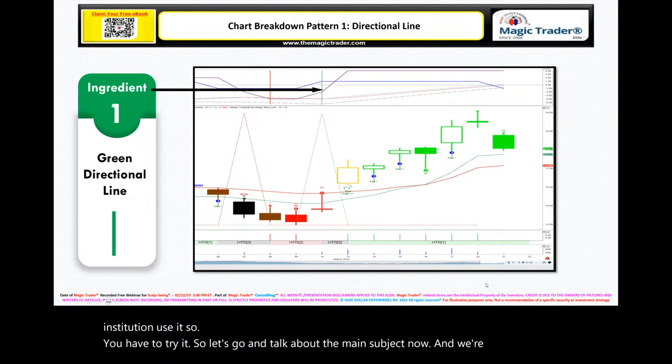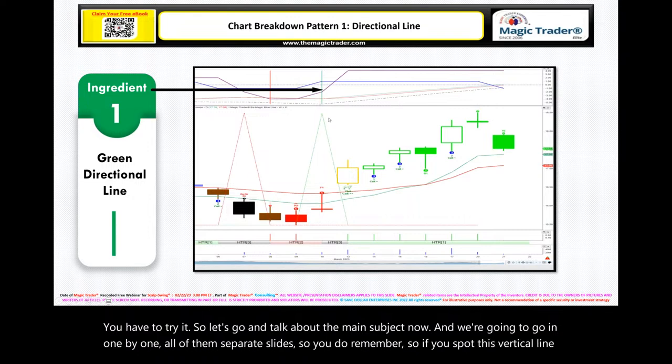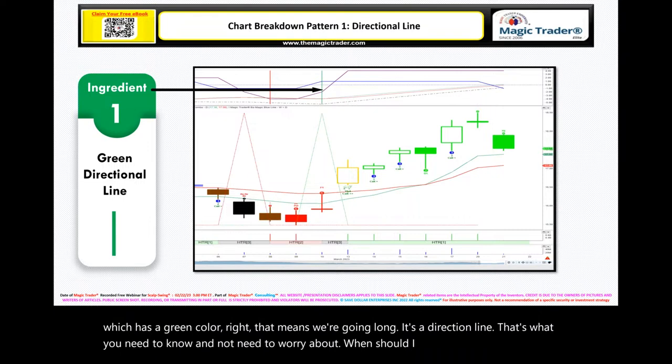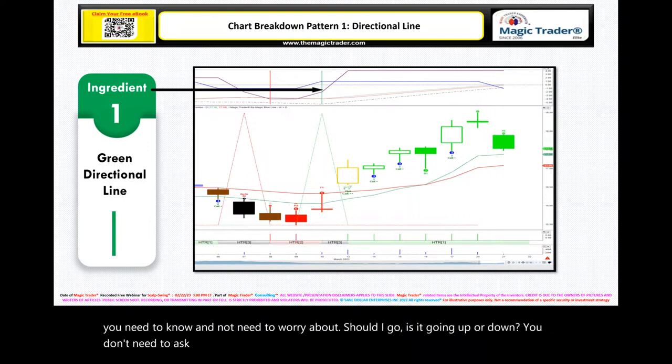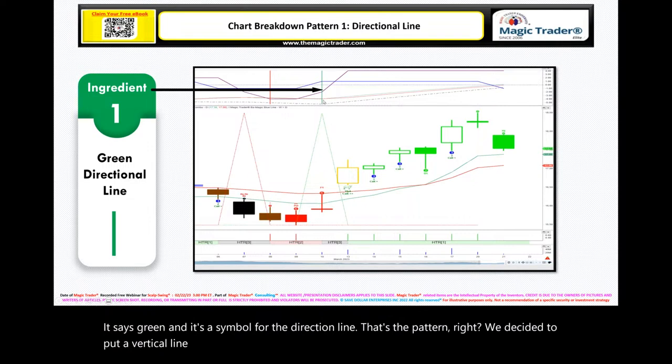And we're going to go in one by one, all of them separate slides. So you do remember, if you spot this vertical line, which has a green color, right, that means we're going long. It's a direction line. That's what you need to know. No need to worry about when should I go, is it going up or down? You don't need to ask your friend or nobody. You see for yourself a line there. It says green, and it's a symbol for the direction line. That's the pattern, right? We decided to put a vertical line. So we're going long. That's it.